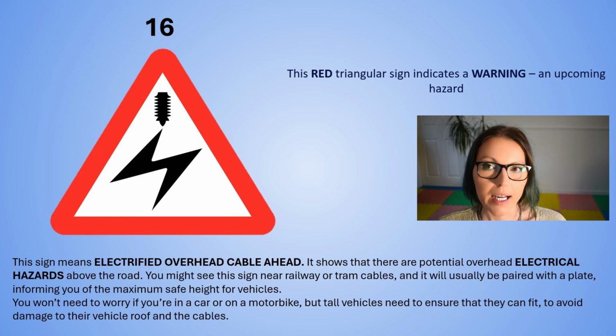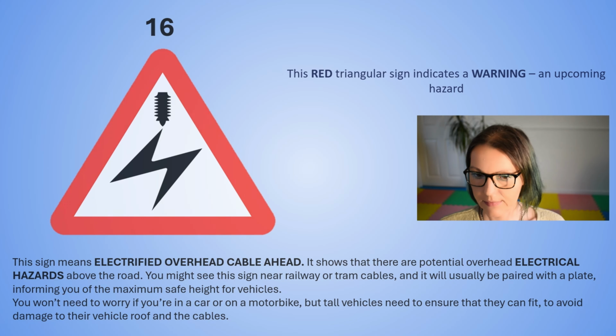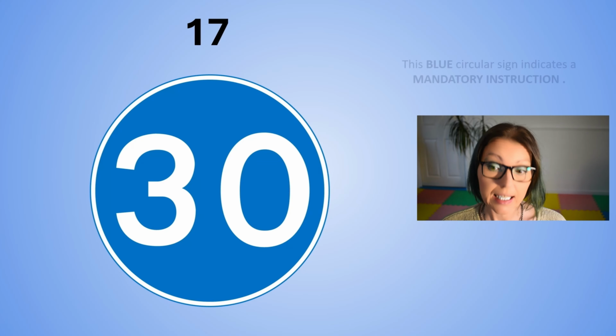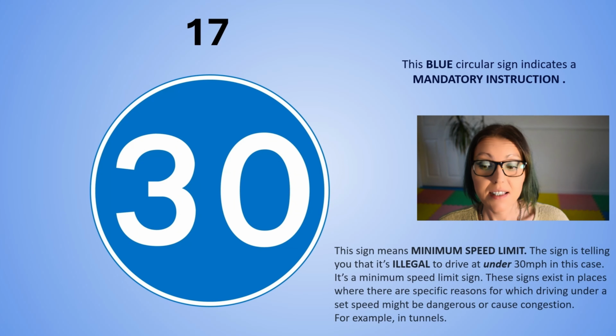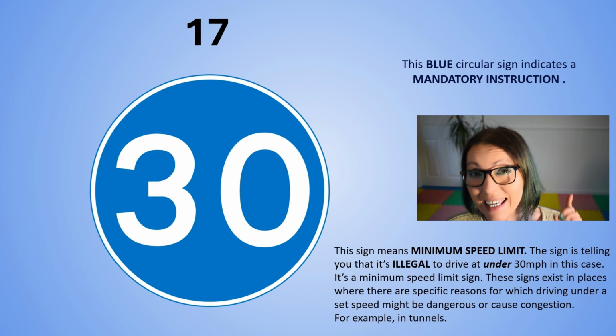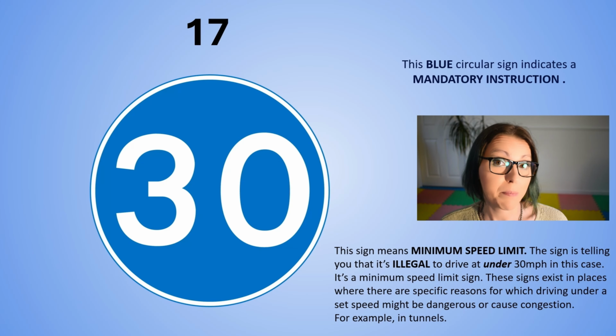And let's have a look at sign number 17. This is a blue circular sign and it indicates a mandatory instruction. This particular sign means minimum speed limit. The sign is telling you that it's actually illegal to drive at under 30 miles per hour in this particular case. It's a minimum speed limit sign.